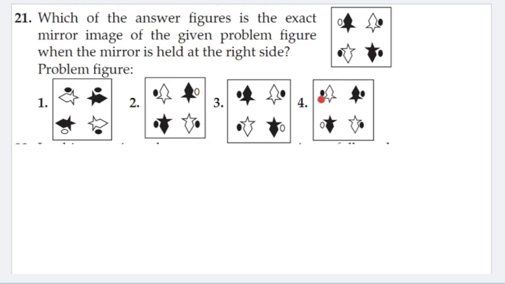But in the fourth one, the first small circle is colored, but the second one is also colored. This should be non-colored. Then only it will be the right answer. So the fourth one will not come. So the second one is our right answer. The second one is the mirror image of this picture given here.